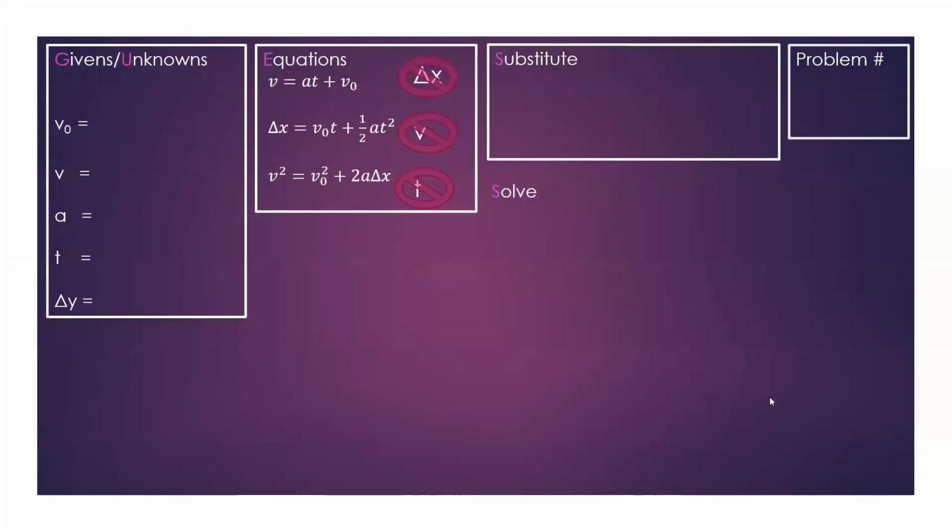This is the video for reviewing session 6 homework, freefall and a little bit of kinematics. So let us go ahead and start with problem 1.